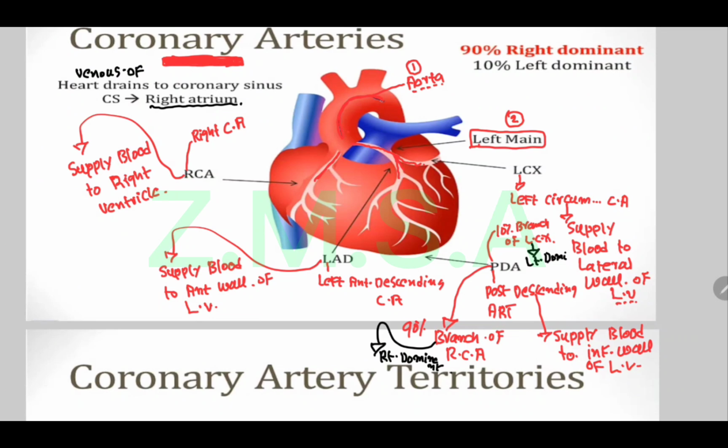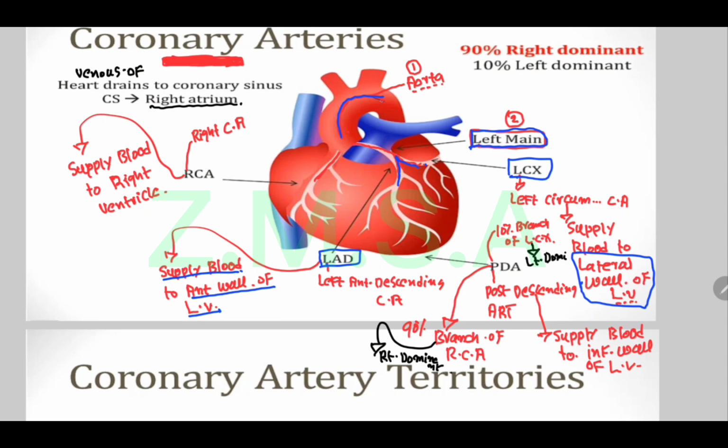So let's talk about coronary arteries. Here is the aorta, and from the aorta arise two arteries, the left main artery and the right main artery. The left main artery next bifurcates into two arteries. One is the left circumflex artery, and the second is the left anterior descending artery. The left anterior descending artery supplies blood to the anterior wall of the left ventricle, and the left circumflex artery supplies blood to the lateral wall of the left ventricle.